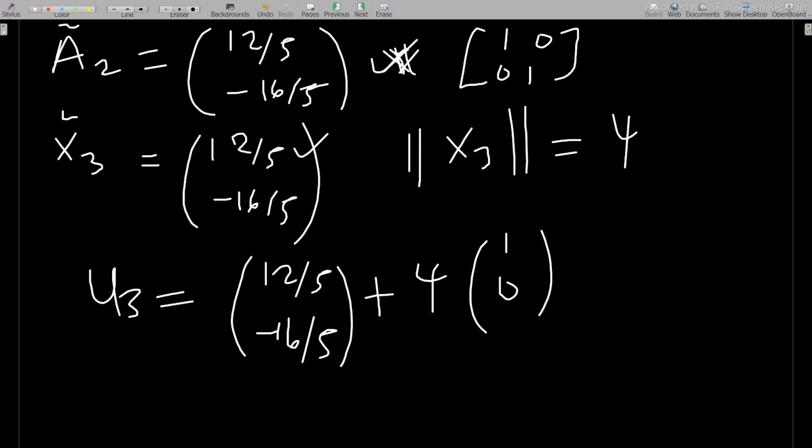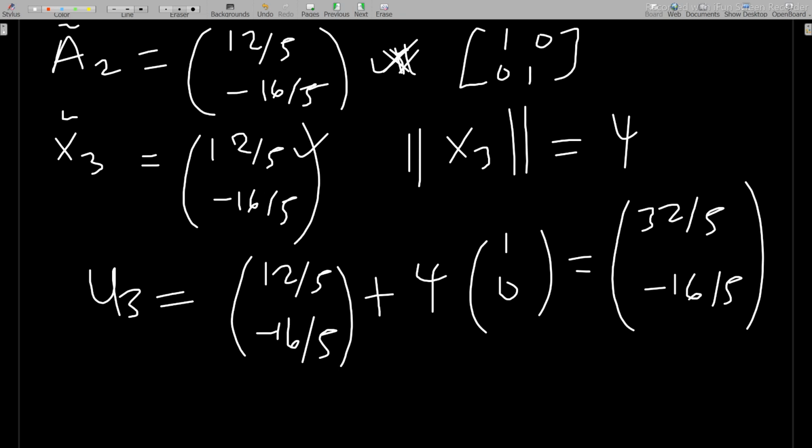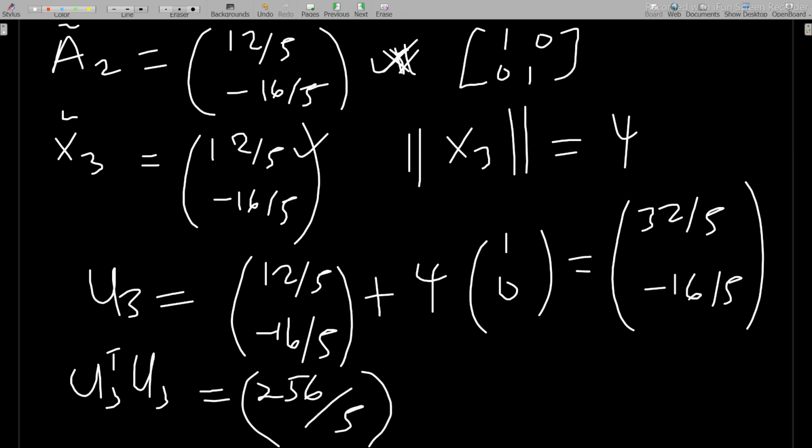That is all, and this will give us 32 over 5, -16 over 5. That's my u3. So what I need is u3 transpose u3, and that will give me, I'm supposed to get 256 over 5. Okay, this is what I'm getting.